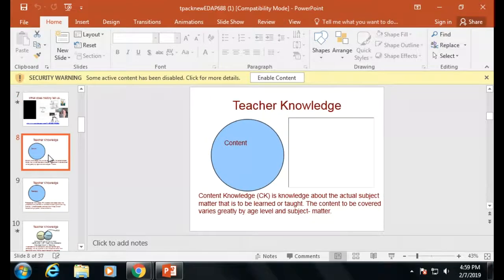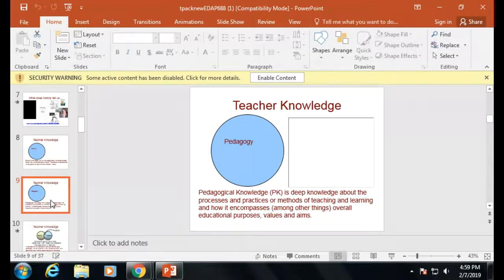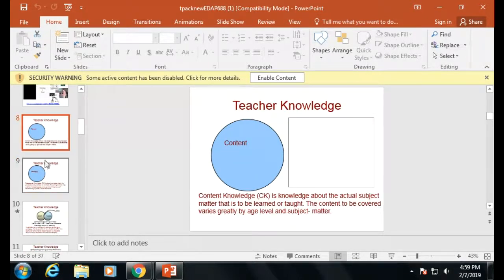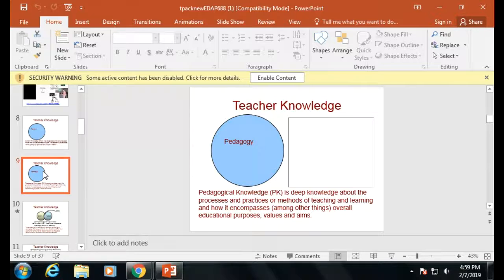When you look at TPACK, it looks at three different areas. It's looking at teacher knowledge of the content. So do you know what you're doing? Do you know your stuff? And then we also look at pedagogy, which is that deep knowledge about understanding how to teach that stuff. Now, this has been around since day one. PCK, pedagogy and content, have been around since day one.